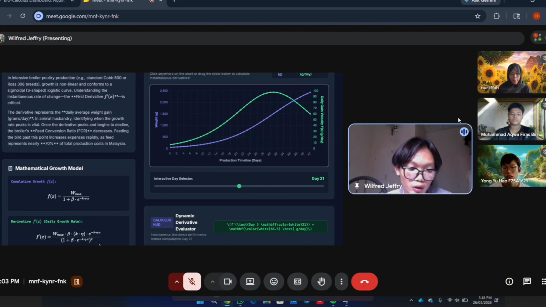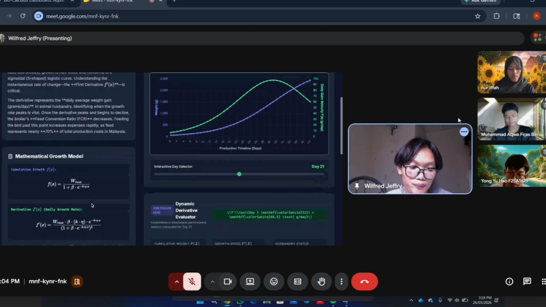The growth rate controls how fast they grow. A higher value means faster growth and reaching the peak earlier. For the environment factor, it adjusts results based on farm conditions like temperature and ventilation. This is suitable for local Malaysian closed house systems.